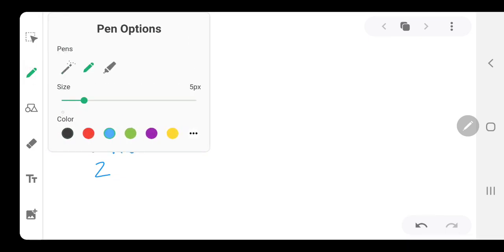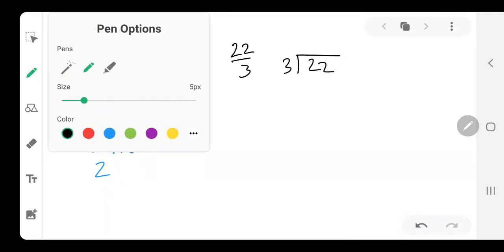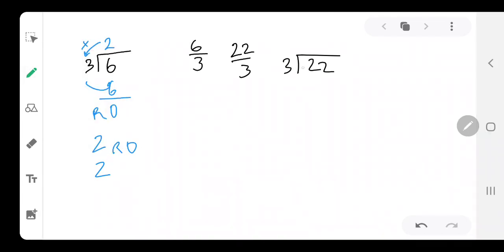If we have a slightly larger number, so let's say we have a different fraction. Let's say we have 22 over 3. Okay? So again, 3 is the divisor, and 22 is our dividend. So what do we do then? Okay, we're looking for a number, one digit of the dividend at a time. We're looking for a number that multiplied times 3 gives us 2. And there is no number that we can multiply 3 to give us 2.